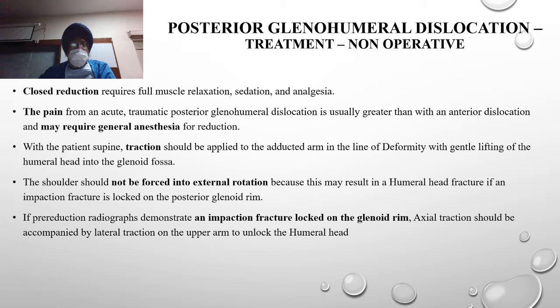The shoulder should not be forced into external rotation because this may result in humeral head fracture if an impaction fracture is locked on the posterior glenoid rim. If the pre-reduction radiograph demonstrates an impaction fracture locked on the glenoid rim, axial traction should be accompanied by lateral traction on the upper arm to unlock the glenoid.